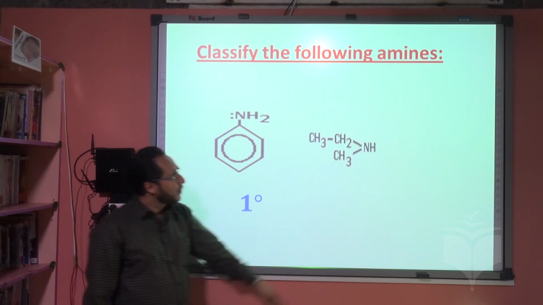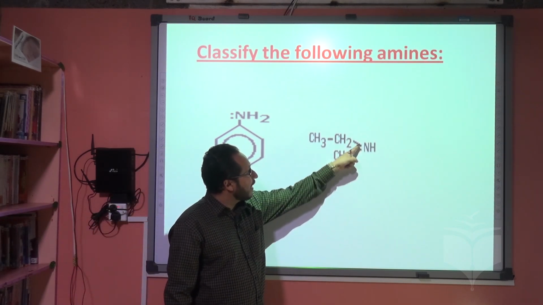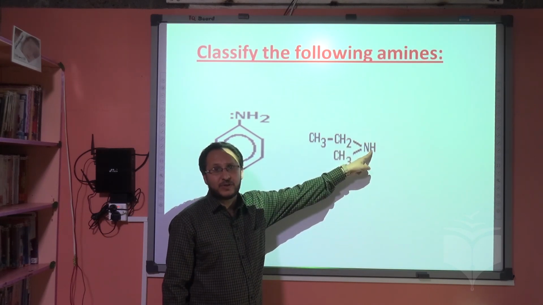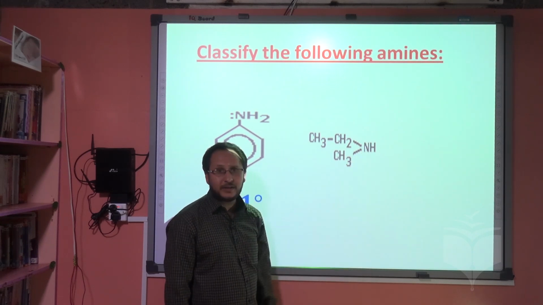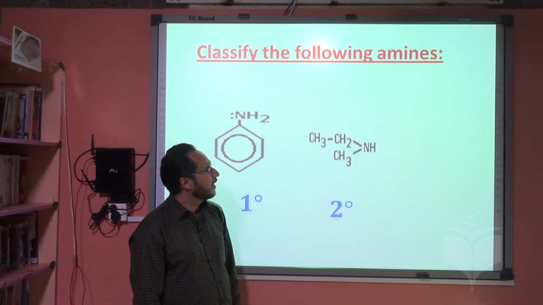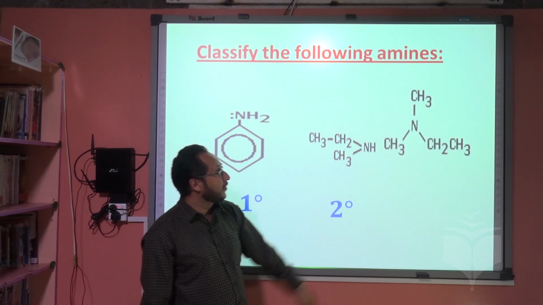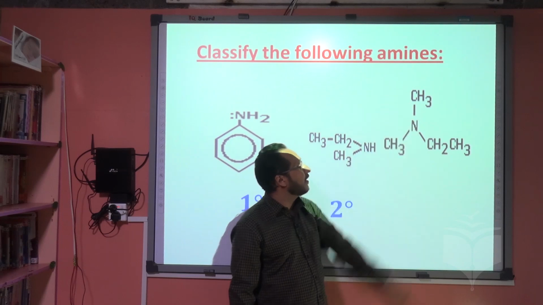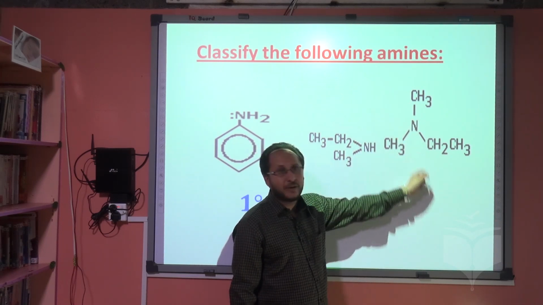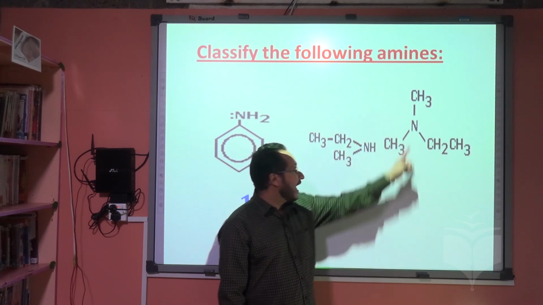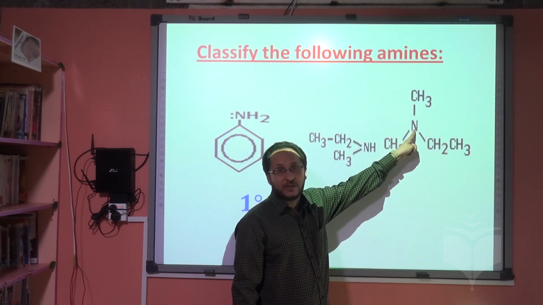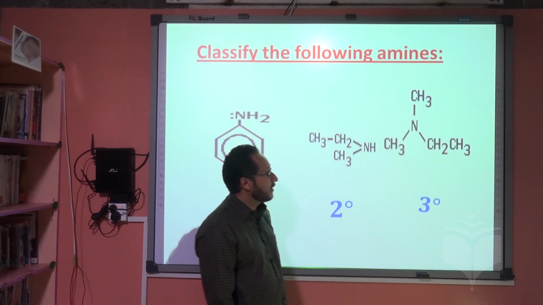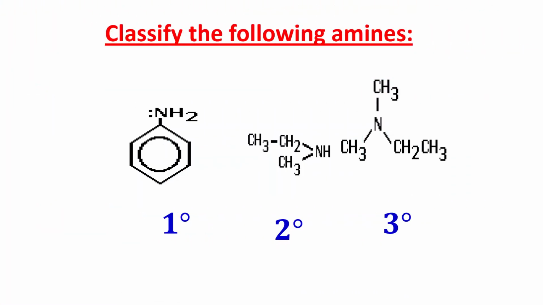The second one, we have 1 alkyl group and this is the other alkyl group and 1 hydrogen atom attached to the nitrogen atom. So in this case, what do you call it? Yes, it is secondary amine. The third example here, this is an alkyl group and this is another alkyl group and this is another alkyl group. So how many alkyl groups here? We have 3 alkyl groups and no hydrogen atom attached to the nitrogen atom. So in this case, what do you call it? Yes, it is tertiary amine.